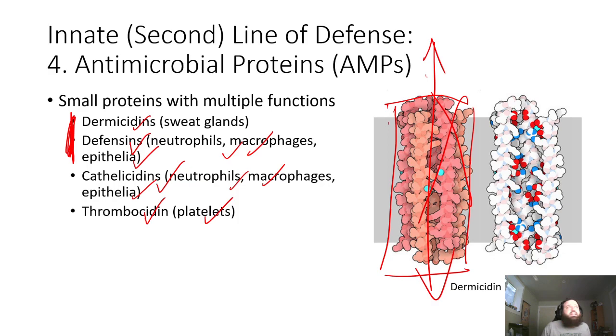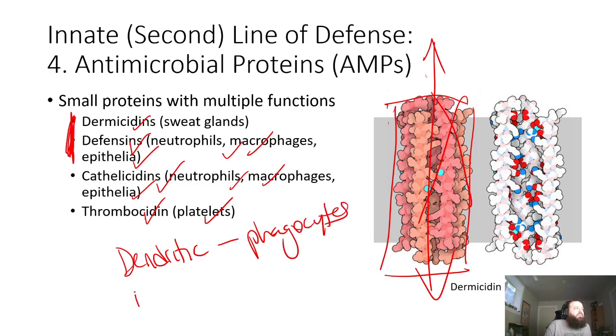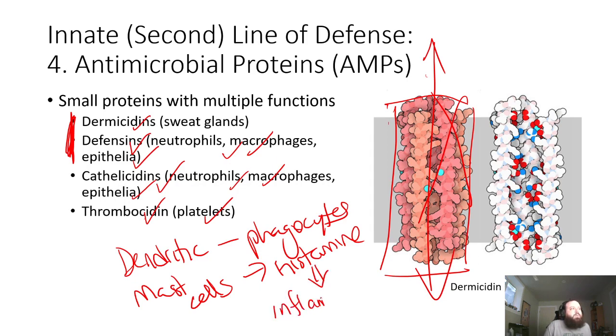And two, is that they need to attract dendritic cells and mast cells to the scene of the crime. The dendritic cells are also phagocytes, and the mast cells, as we talked about last week, are responsible for releasing histamine. And histamine is all about the inflammation story that we'll be talking about in the next lecture.